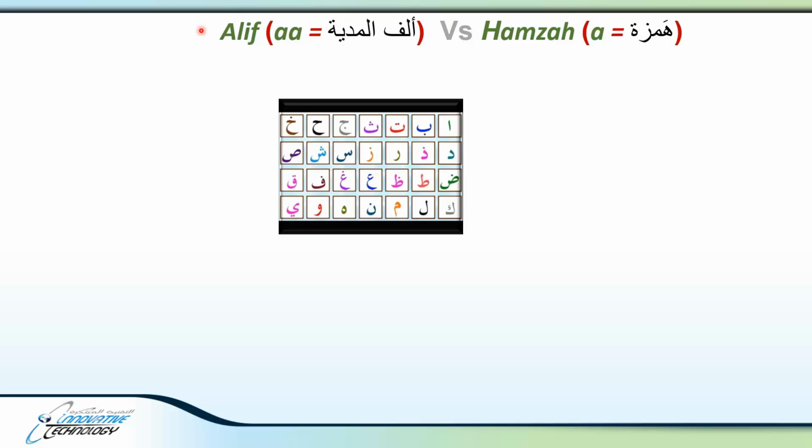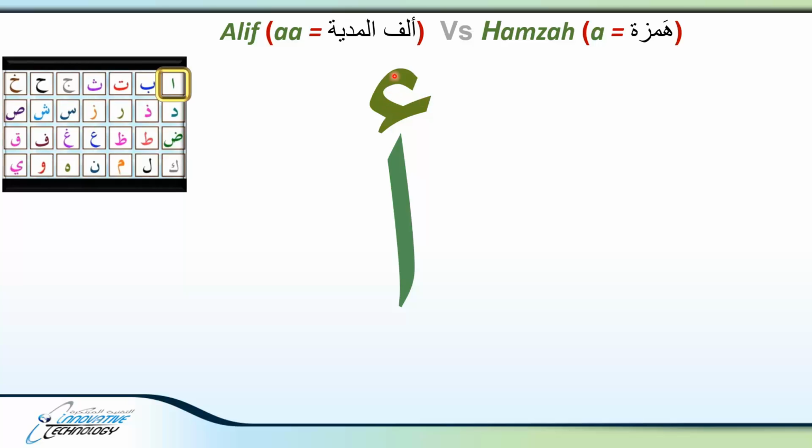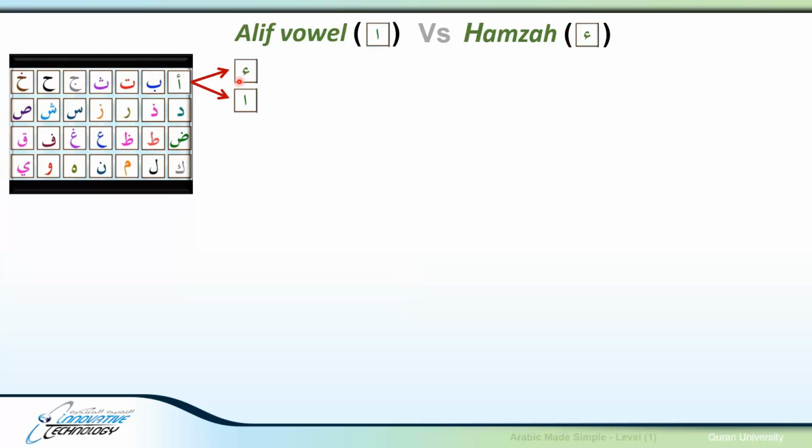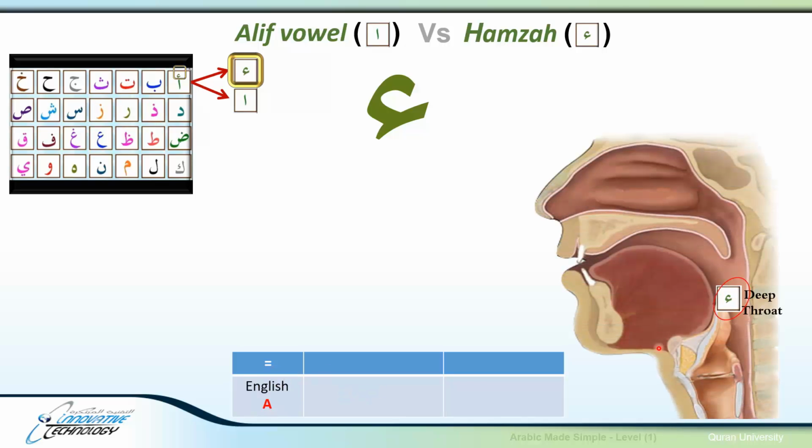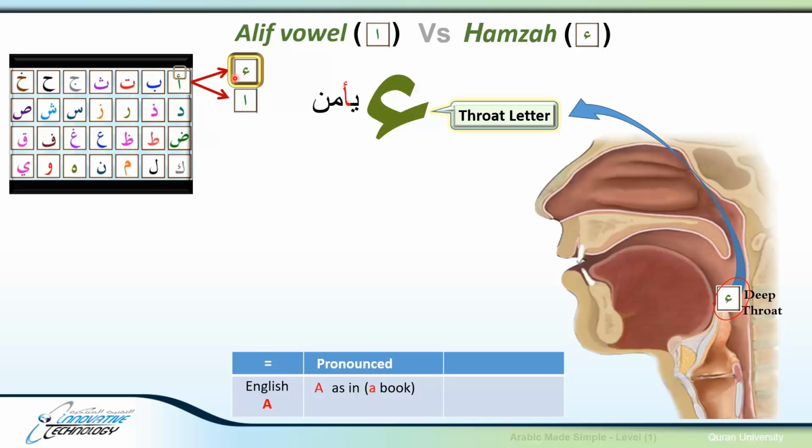We're going now to compare the alif, al-alif al-maddiyah, versus the hamza. The alif, as we said, has the hamza and the elongated form, the two formats. Hamza looks like a small ayn, and it's equivalent to the English a, articulating from the deep throat. It is a throat letter, similar to the English pronunciation of a, as in abuk, abuk. In Arabic, an example is يأمن, feeling safe.